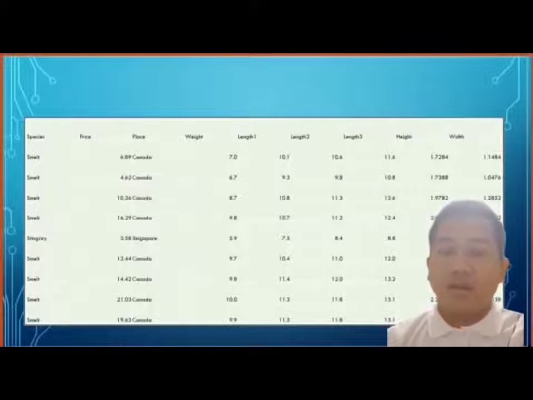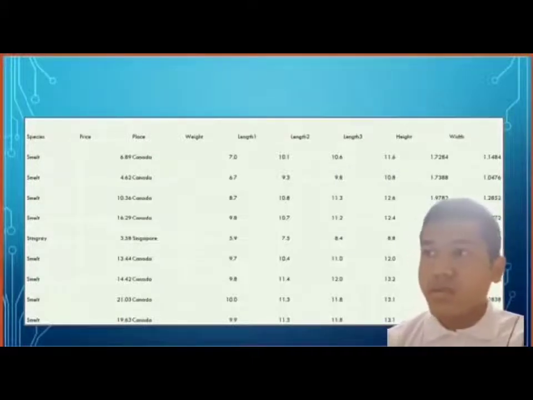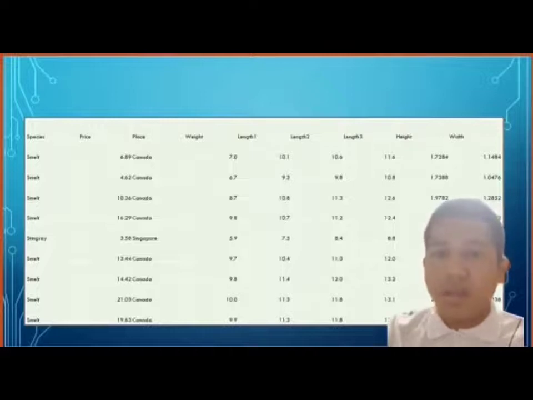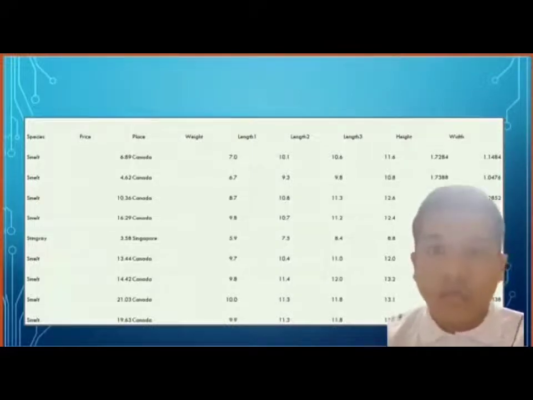This is an example of sampling data and recoding data. We can see species, price, place, weight, length, line 1, line 2, line 3, height, weight, and their data and sampling and recoding. Thank you.